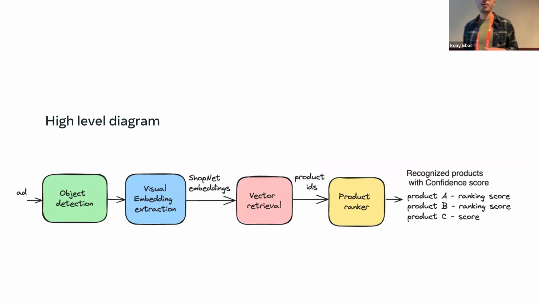Basically, we follow a common paradigm for search. We have the ad. We run object detection to detect commercial objects. Then we extract embeddings of the product. We query a vector index to retrieve products. And then we run a product ranker, with more sophisticated features, to produce the final list of products that we believe are in the ad, with a confidence score.